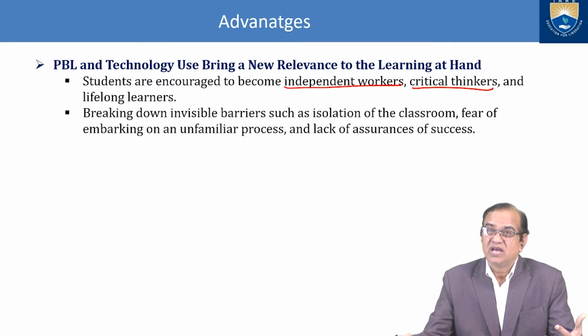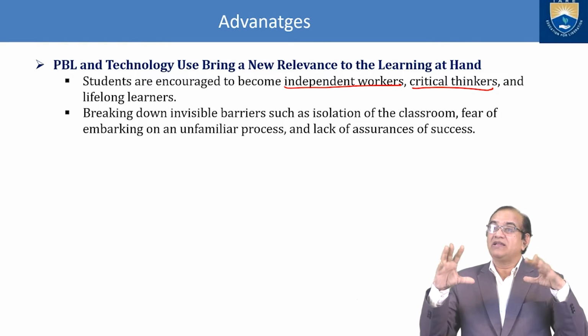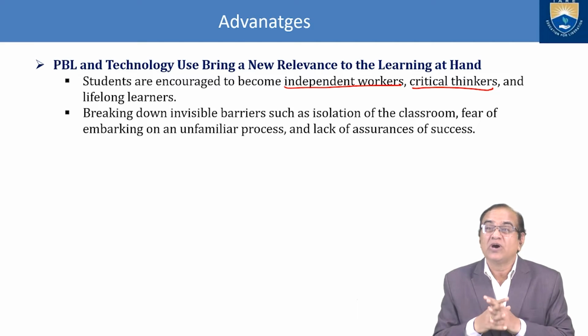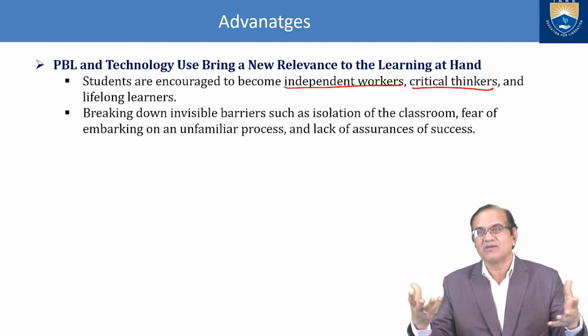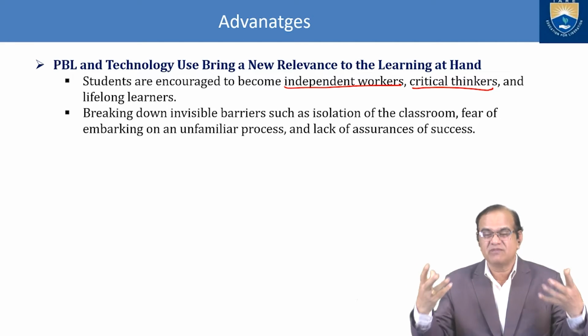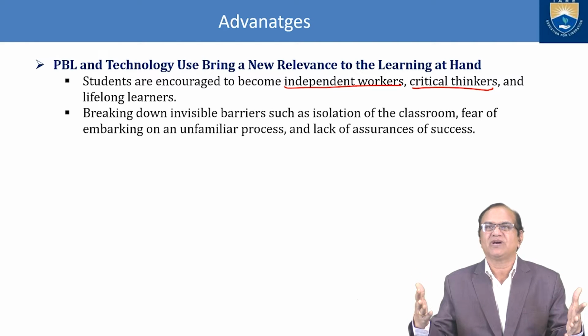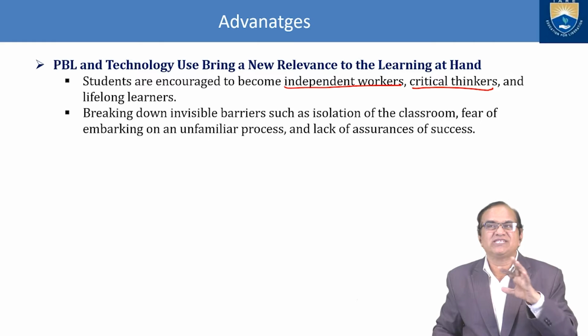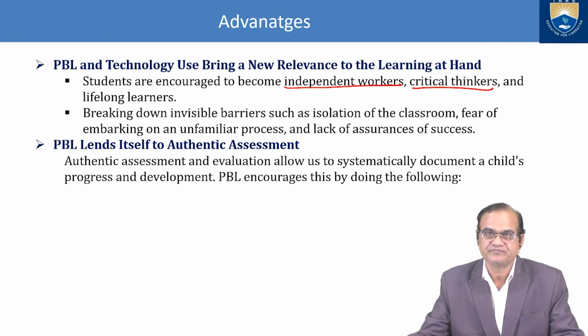So, the fear of the unfamiliar process will go away because they will learn the process. And lack of assurance of success: if they do something, they are 100% sure that they are going to get success. They are going to make some model, some study, some research work, and this can be used for the people. So lack of assurance will also be reduced.